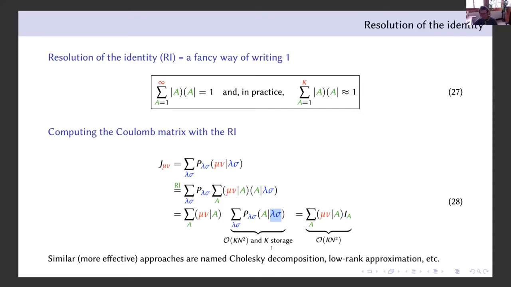So here that's a very general RI example, but you can find some more effective approaches. So Cholesky decomposition, low-rank approximations, okay? They're all based on the same idea, which is to have an auxiliary basis to help you do the calculation, okay? So that's something that is very fashionable in quantum chemistry these days, and not only in quantum chemistry, by the way, okay?